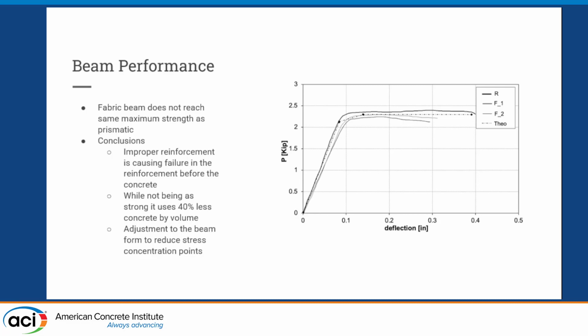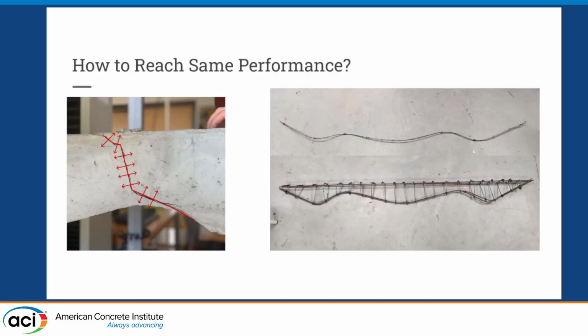So that points us to our next steps, how we can reach the same performance. So this top internal reinforcement, that's what we were using for the fabric beams initially. And this is what we're going to test next. It has more shear reinforcement. By doing this, we expect to see the failure mode move towards the center of the beam and achieve a similar strength to the prismatic beam.